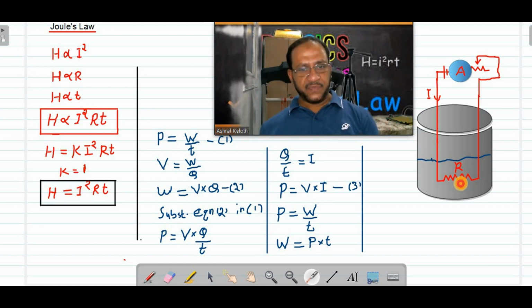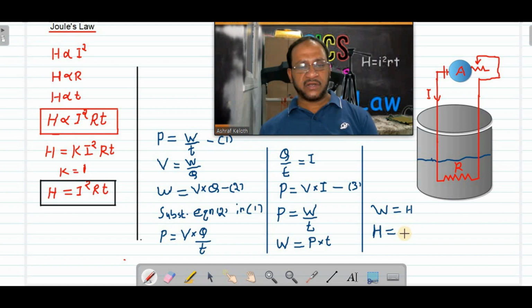Heat energy. So we can write, instead of W, we can write H also, because work done is converted to energy, work done and energy are same. So instead of W, I can write H also, heat energy. So this equation W is equal to P into T, it can be also written as what? W can be replaced by heat energy, because in a resistor, the work done is converted into heat energy. Work done and heat energy are same. H is equal to P into T. This equation I am taking as equation number 4.